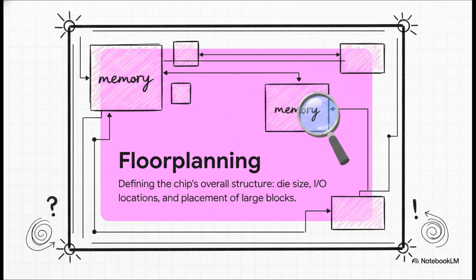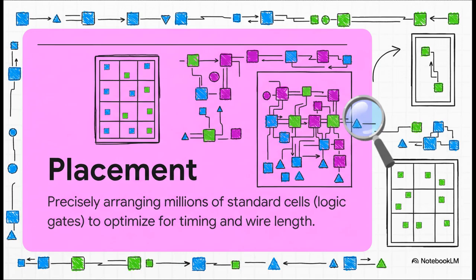We decide the chip's total area, where signals are going to come in and out, and we place the biggest components, like memory blocks. Getting this right is absolutely crucial. A bad floor plan can create these massive data traffic jams, making the chip slow or, well, just not work at all. Next up is placement.